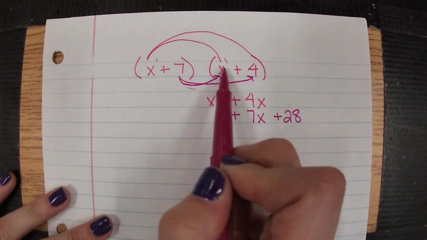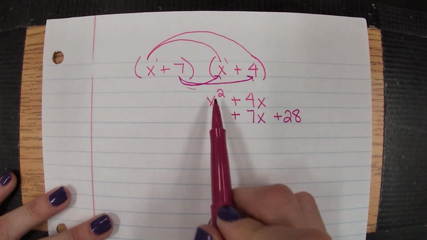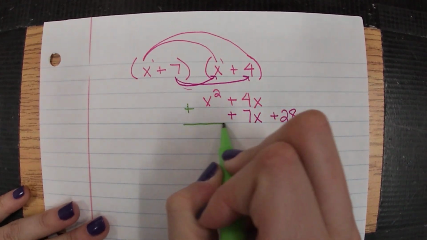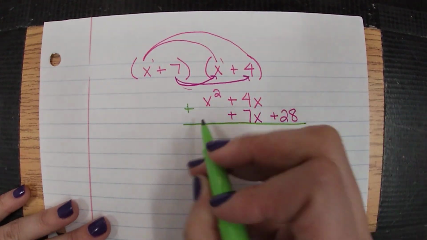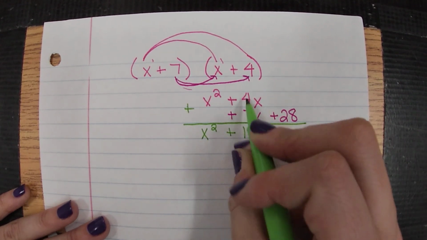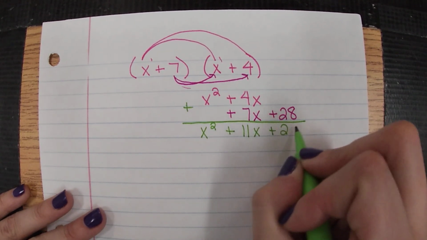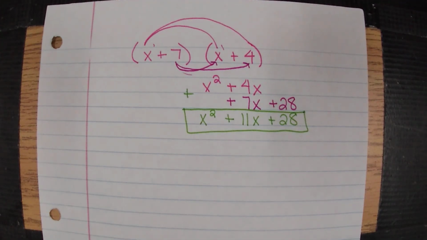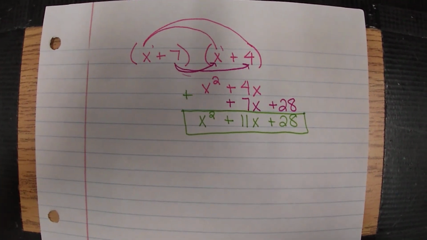Okay, so I distributed 1, 2, 3, 4. I have 4 pieces, but we're not quite done yet because we still have to take care of combining like terms. So I'm going to combine my like terms, and now I have that nice stacked look that we liked with addition. 7 plus 4 gives me 11. Remember, the exponent stays the same. And so my final answer will be x squared plus 11x plus 28.